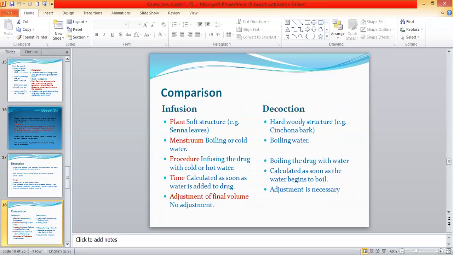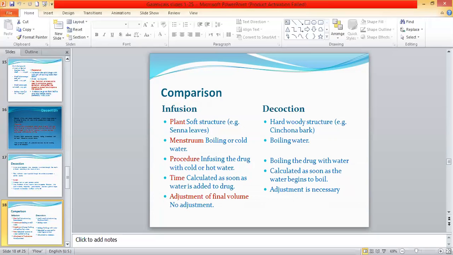Now a comparison of infusion and decoction. As we can see here, the soft parts of the plants are used in infusion, whereas hard woody parts are used in a decoction. The menstruum used in infusion may be cold water or boiling water, but in decoction only boiling water is used. What is the procedure? In infusion, you infuse the drug with cold or hot water, whereas in decoction you boil the drug with the water.